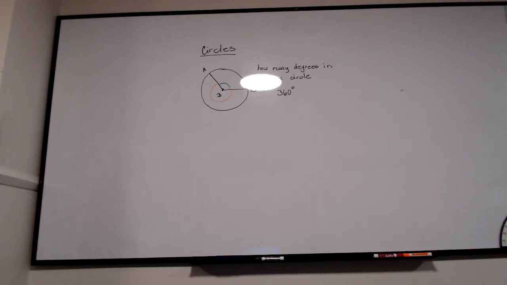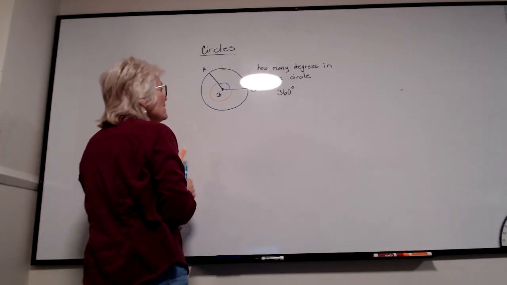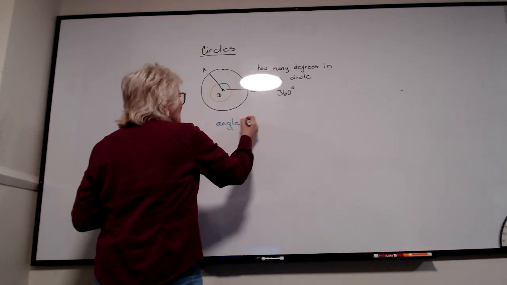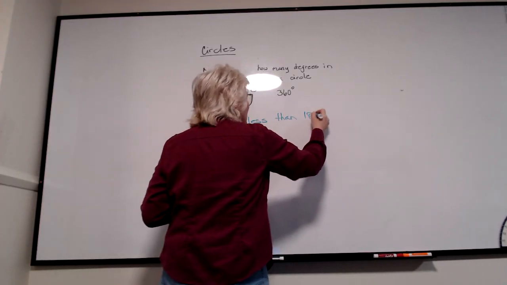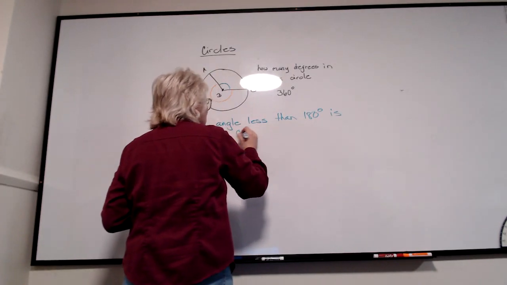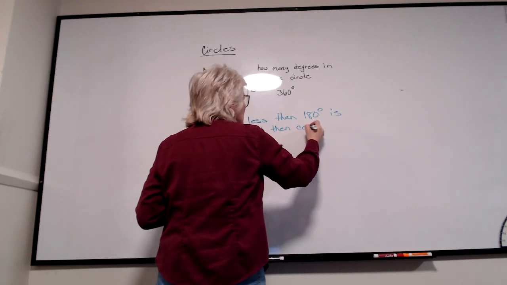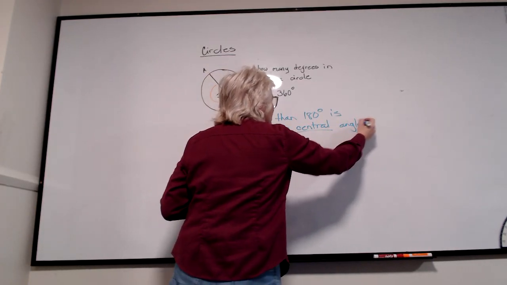Okay, so because angle ABC could be the littler angle, or it could be the bigger angle. Let's start with the little angle. The angle less than 180 degrees is called the central angle.